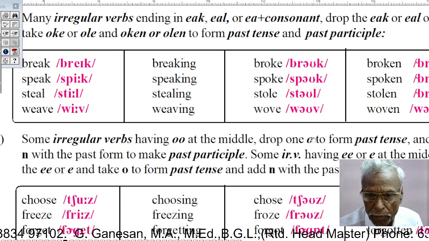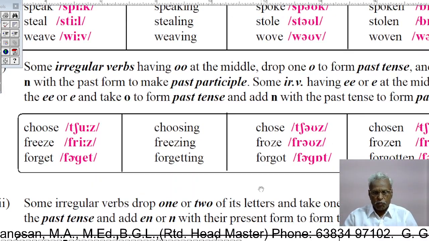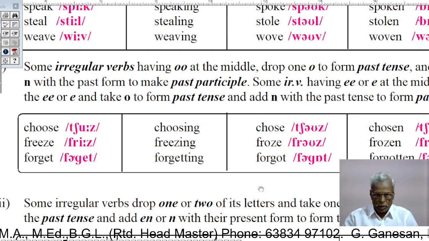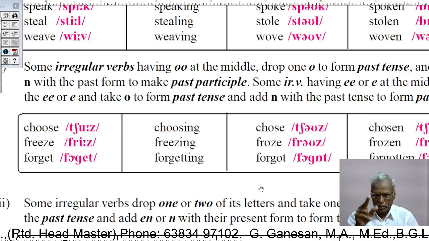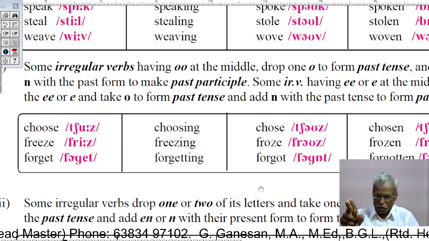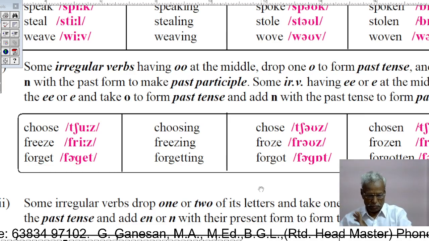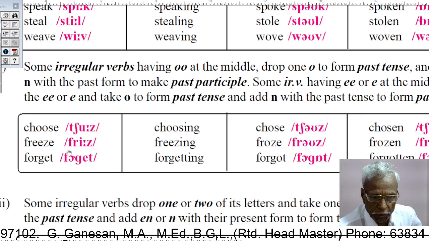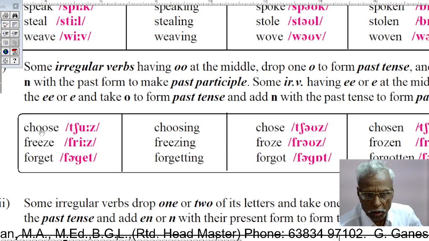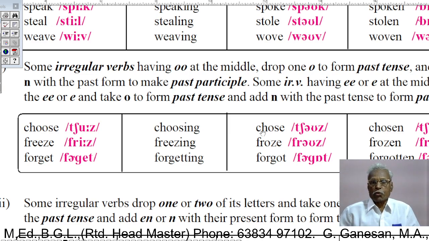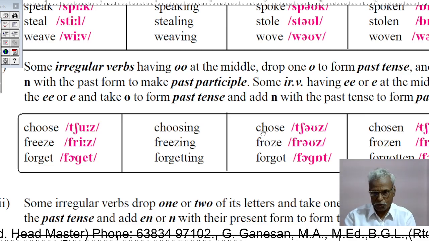And then the seventh type of forming past tense and past participle. Some irregular verbs having double O in the middle drop one O to form the past tense and add N to the past form to make the past participle. Let's see. Choose, two O's, drop one O and form chose. Add N with the past to form chosen.